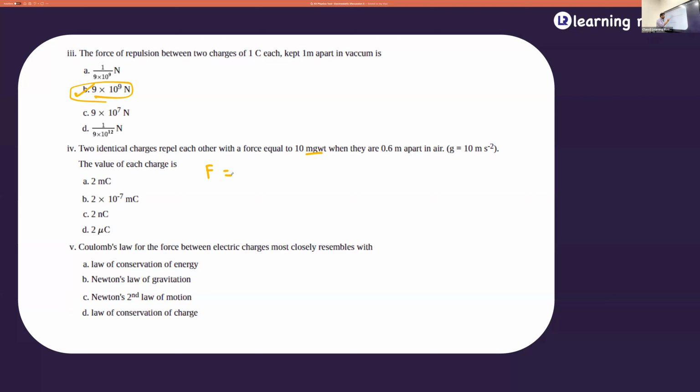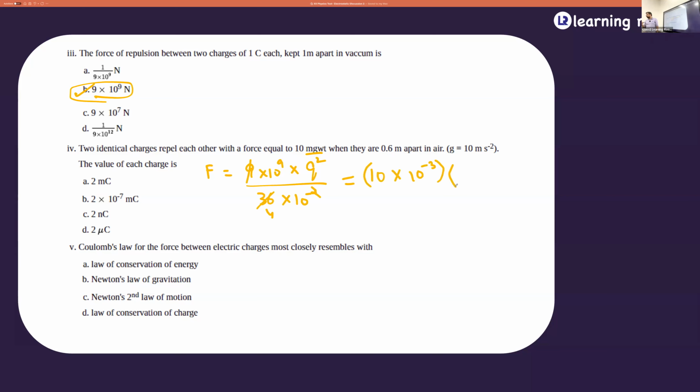So we know that F is equal to K Q1 Q2. So K is 9 into 10 power 9 into Q square, because they both are identical charges, divided by R square, which is 0.6. It is 6 into 10 power minus 1. 6 square is 36. 10 power minus 1, the whole square, is 10 power minus 2. So this and this will get cancelled. What is the value of F? 10 into milli is 10 power minus 3 into gram weight.